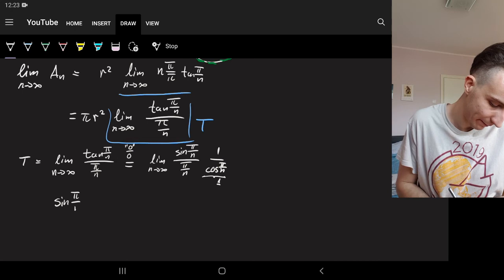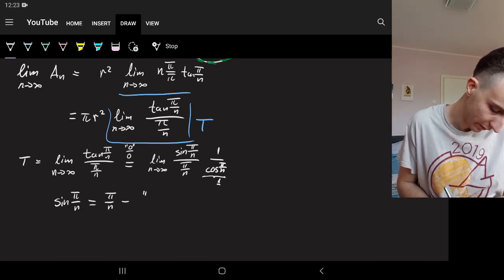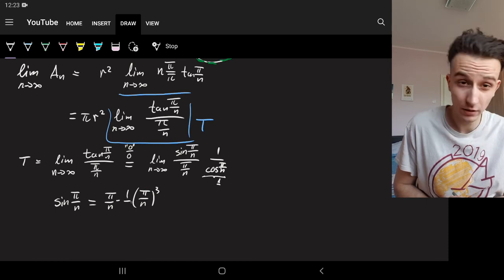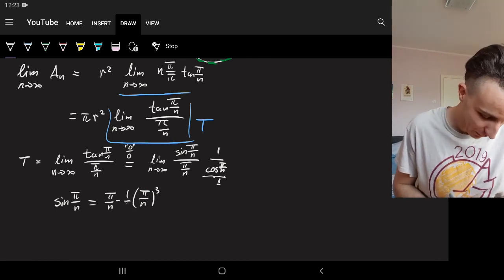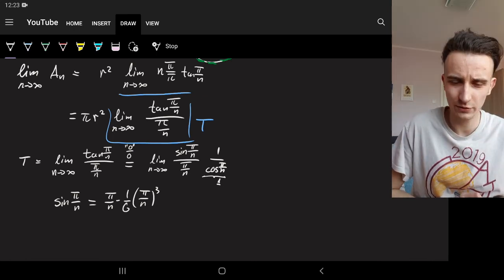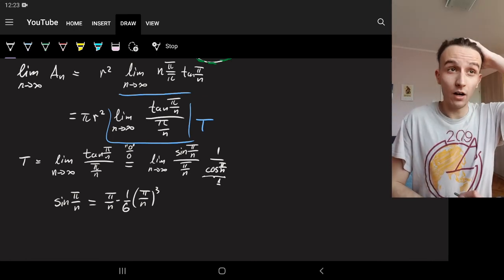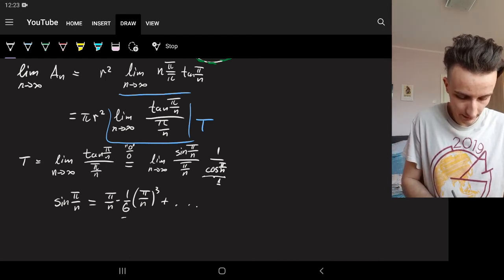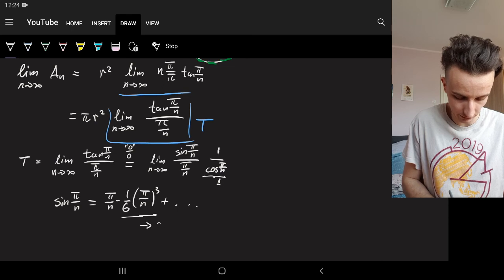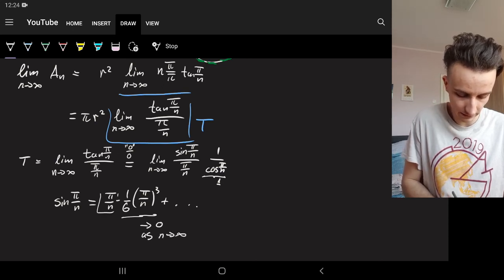So sine pi over n is pi over n minus pi over n to the third, 1 over... is it 1 over 3, 1 over 6? We never go this far, do we? Whatever it is, should be 1 over 6, right? 3 factorial. But in any case, I'm just going to omit this because it tends to 0 as n tends to infinity much faster than this does.